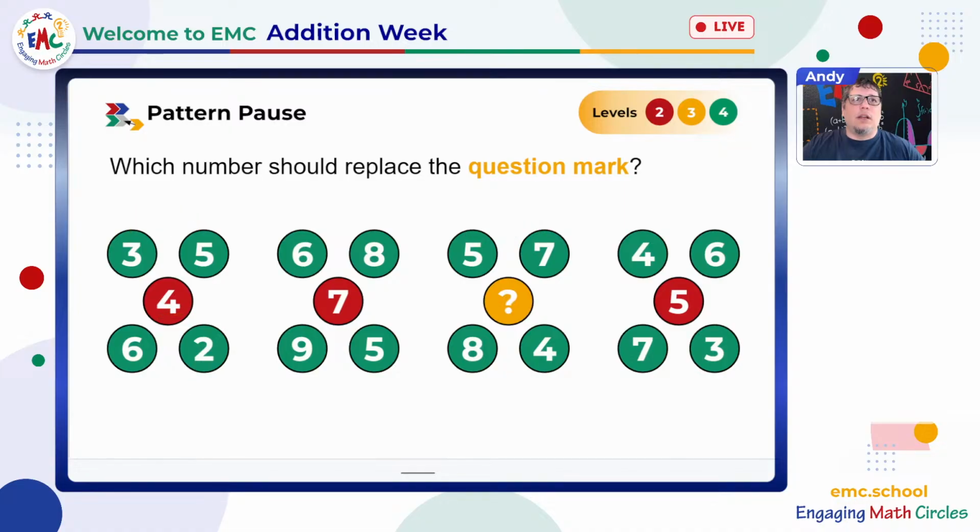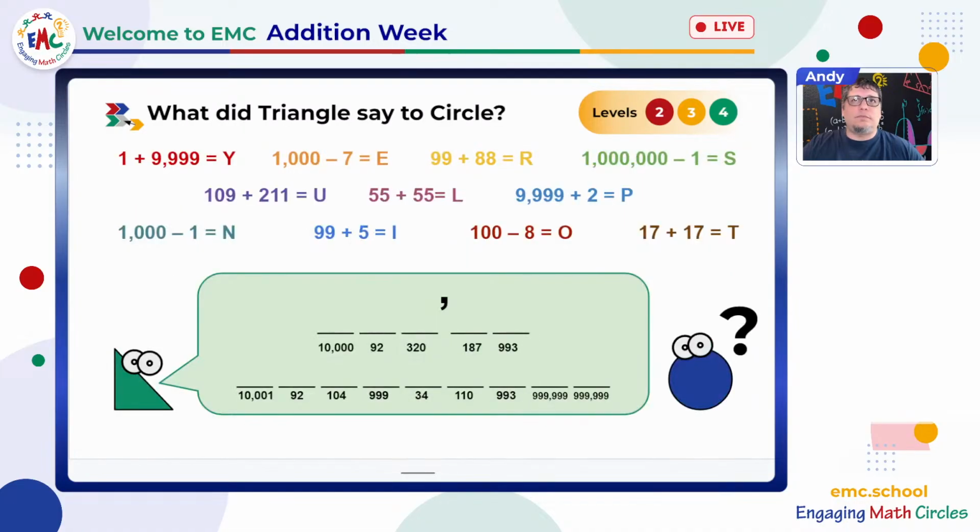Okay. Our next warm-up. What did triangle say to circle? So we've got a number of clues at the top that can help us figure out what they said to each other. If you're in chat, you've solved any letters, let me know where you got them. Or if you can find the full phrase, type it out for us. Okay. Some of these look a little tougher than others, but I think we should be able to do some of these smaller ones, no problem.